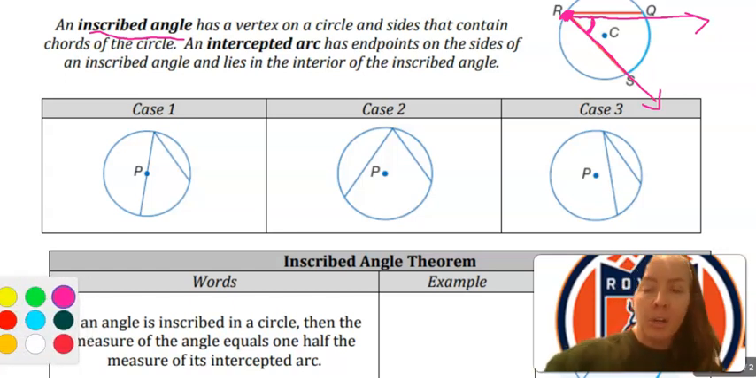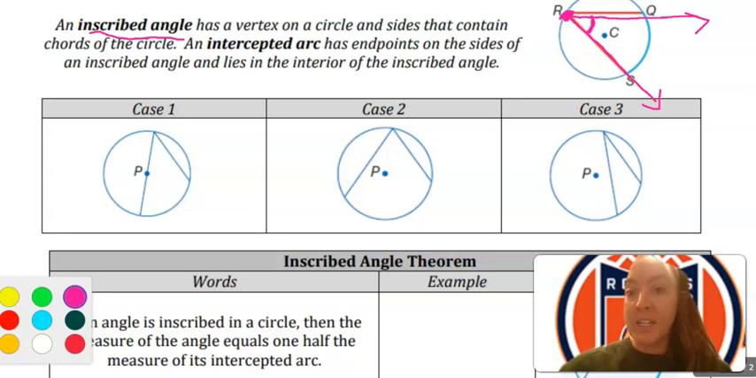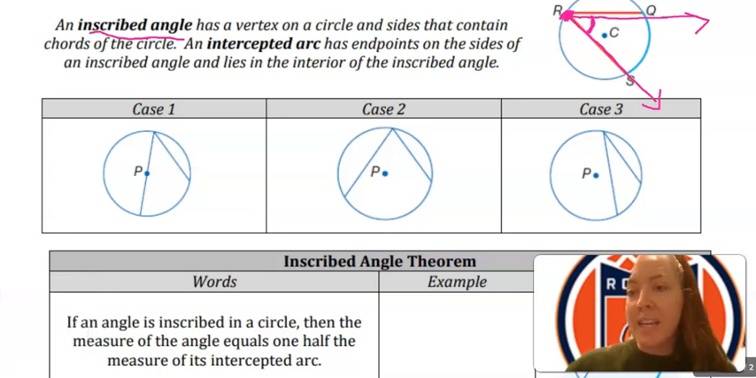Now, we have another term called intercepted arc. So if you extend the sides of the angle, the arc goes from side to side. So it would be arc QS. Okay, so the inscribed angle is angle QRS, and its arc is QS.